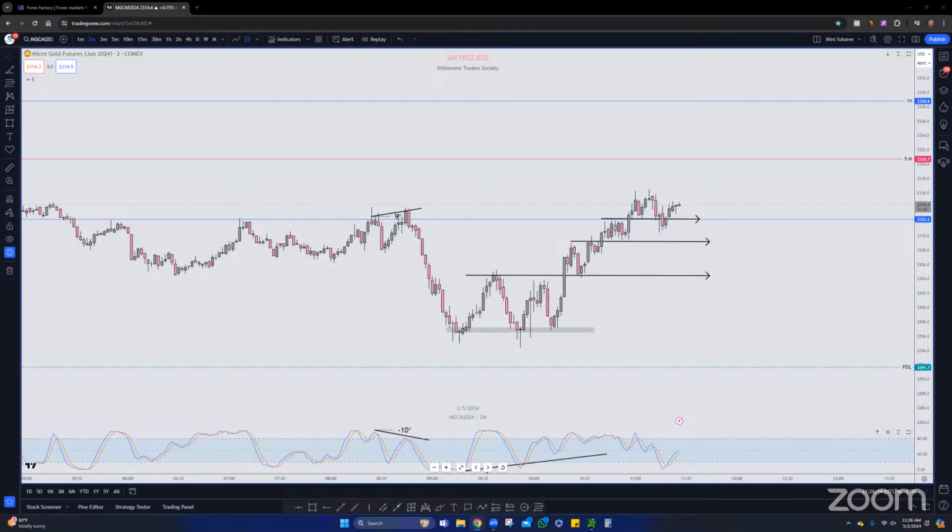Awesome. All right. So today I want to talk about divergence. Divergence is something that I don't recommend people use as an automatic indication to get into a trade, but it's a great way to see if the market is losing volume and if we're going to have a change in the trend.